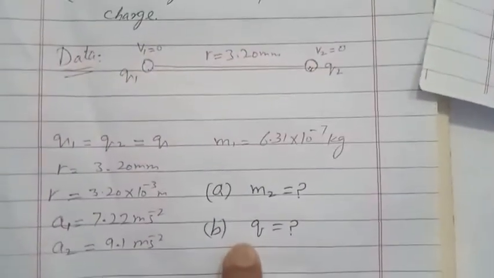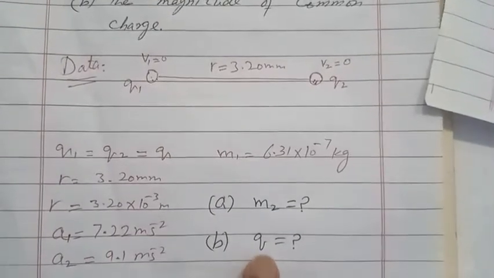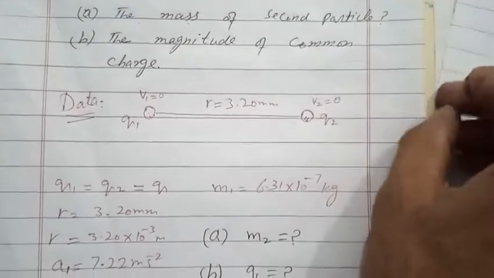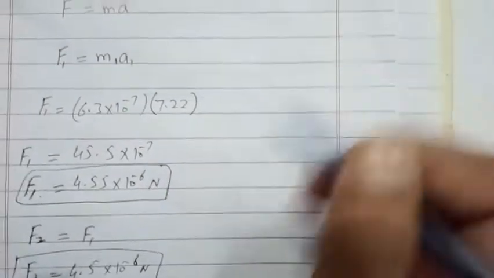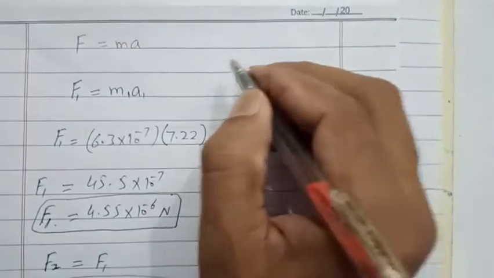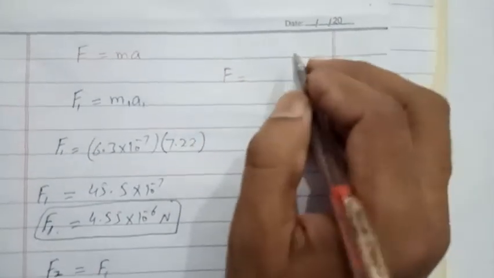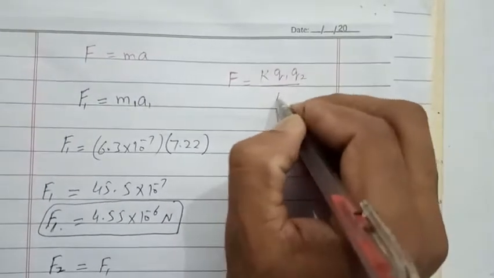Now we solve the second part of this question. That is, we have to find the common charge q of both particles. To find charge q, we can use Coulomb's law for electrostatic force. As we know, the force acting between two charged particles separated by distance r is given as F is equal to k q1 q2 over r square.